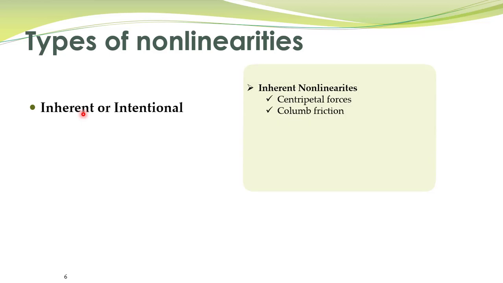So there are different types of nonlinearities, and these nonlinearities can be classified differently. For example, we can classify the nonlinearities as inherent nonlinearities or intentional nonlinearities. What are inherent nonlinearities? These are the nonlinearities which are inherent to that physical process, and we cannot get rid of these nonlinearities. For example, centripetal force is always proportional to the square of the velocity, and we cannot get rid of that nonlinearity.